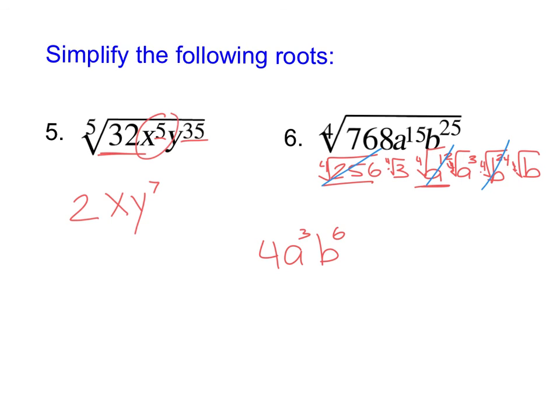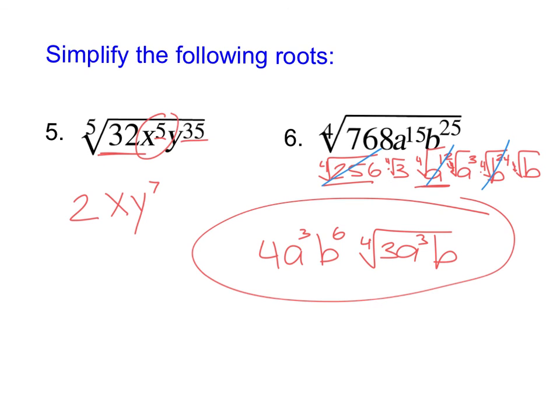So we're done with this guy. And so all the simplifying is done, and so now I have my 4th root. And what's left? We got a 3, an a cubed, and a b. And that is your final answer.